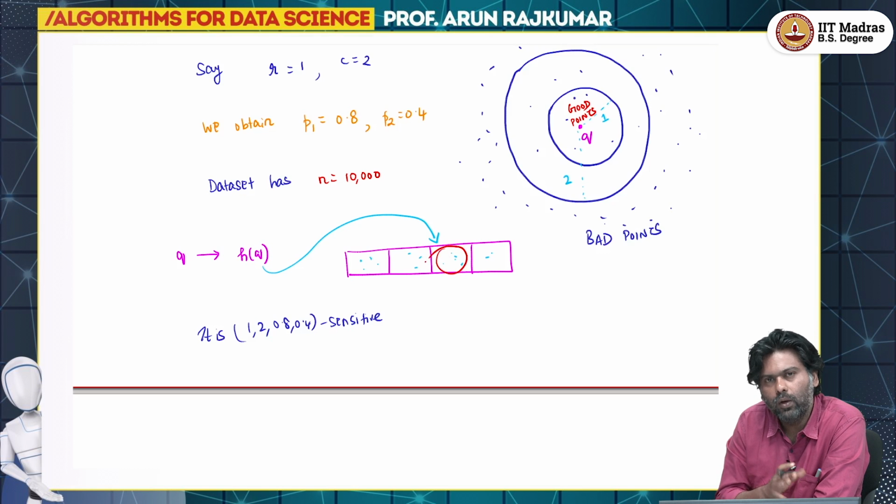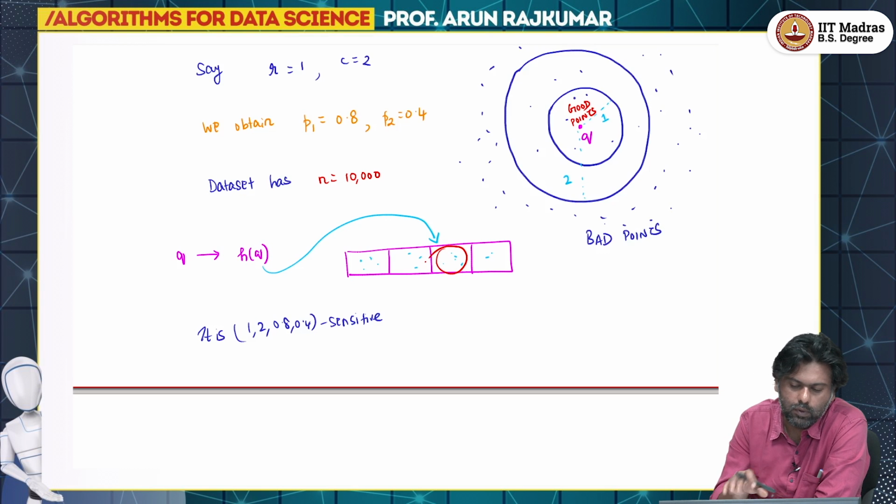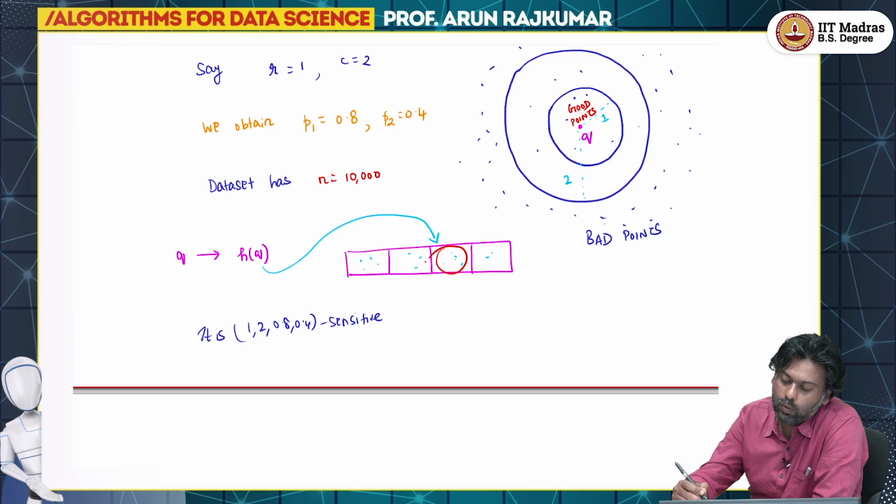So we are going to do a rough average case analysis here. How many points should we expect to see in this setup? There are 10,000 points in total. Now Q gets hashed to this bucket.